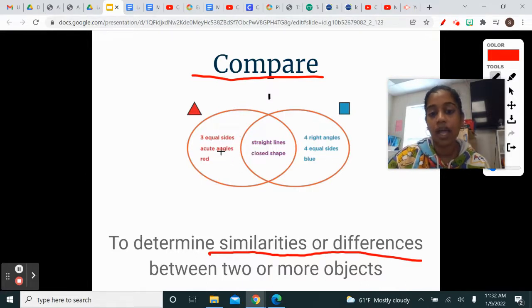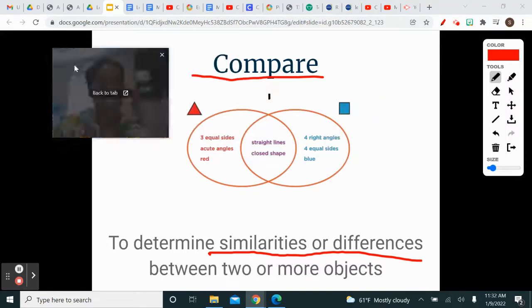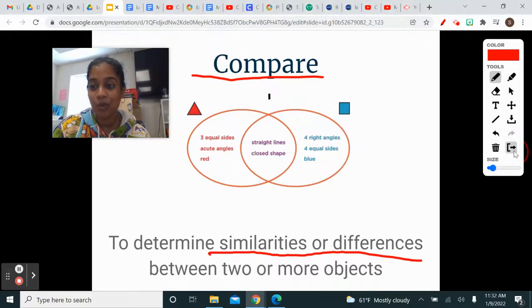So we have acute angles, we have 4 right angles on our square, we have 3 equal sides on our triangle, 4 equal sides on our square, and our triangle is red and our square is blue. Those are our differences, but our similarities are the things that are the same. They both have straight lines and they're both closed shapes. All right, fantastic. Now let's go on to our next word.